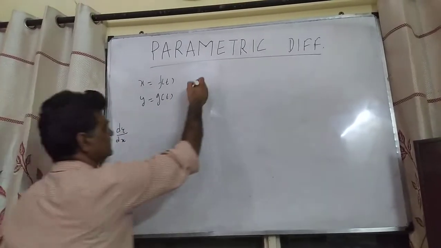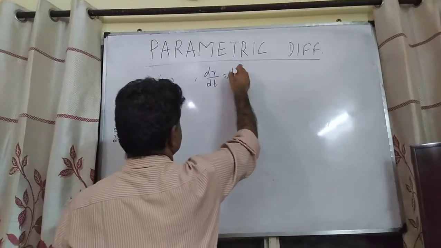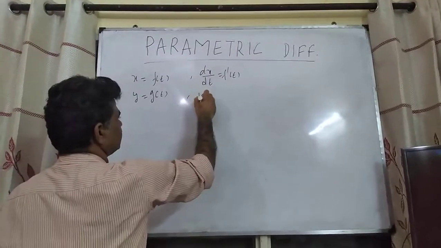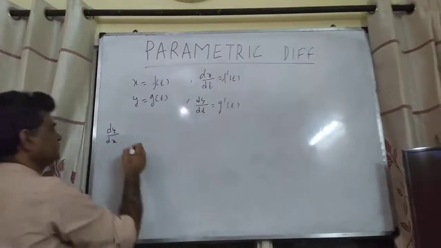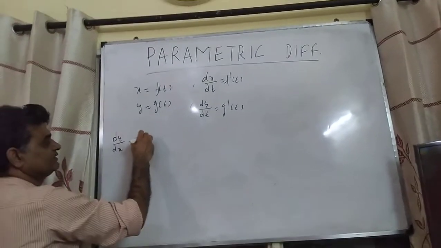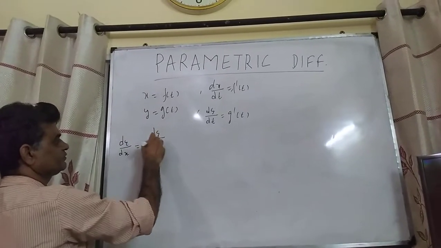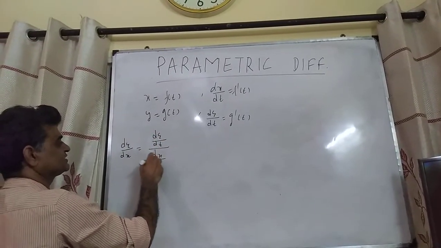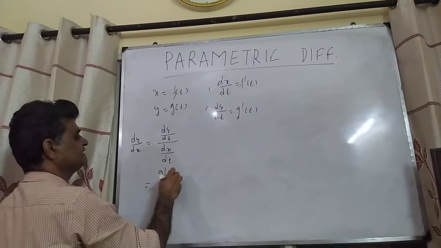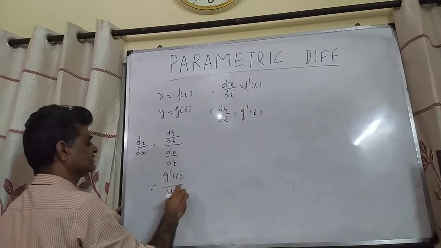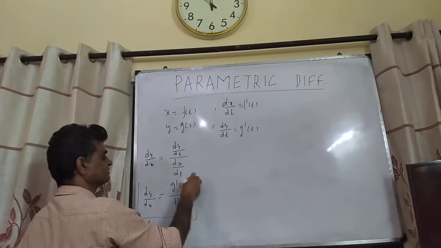So our formula is, first of all we will get dx by dt, which is equal to f dash t. Similarly, we will find dy by dt, which is g dash t. So dy by dx is nothing but dy by dt upon dx by dt. So you can see dy by dt is nothing but g dash t upon f dash t. So this is dy by dx.